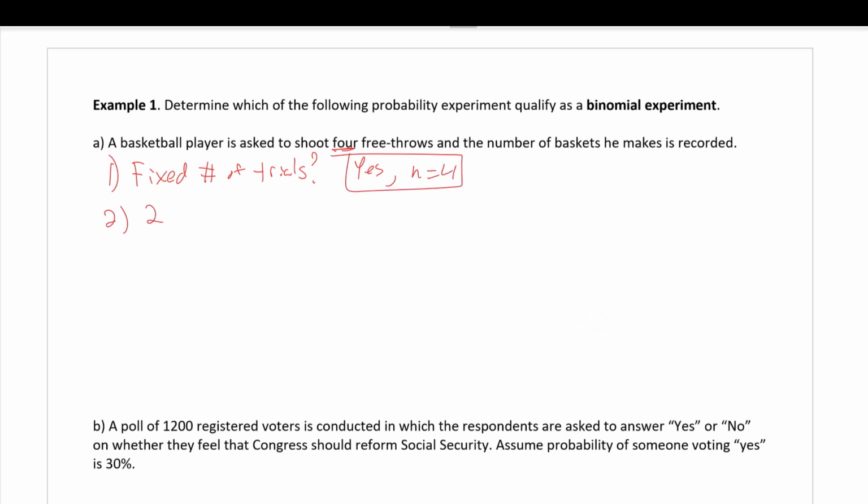2. Are there 2 outcomes? Well, he can either make it or not make it, right? So yes. Make or not make. All right, so far so good. We have 2 yeses. We just need 2 more. 3. Do we have independent trials?